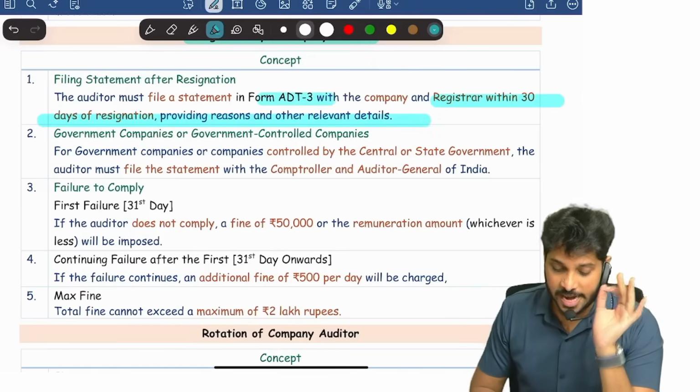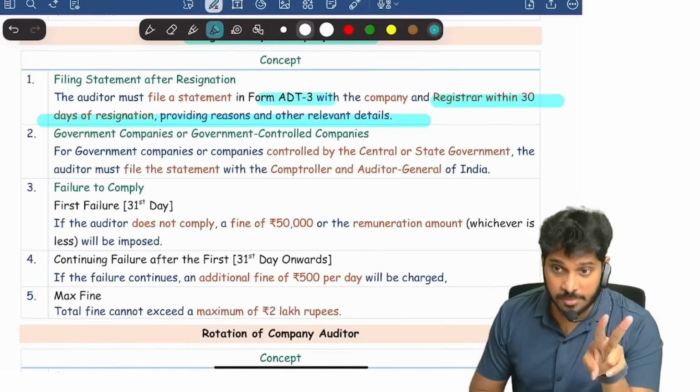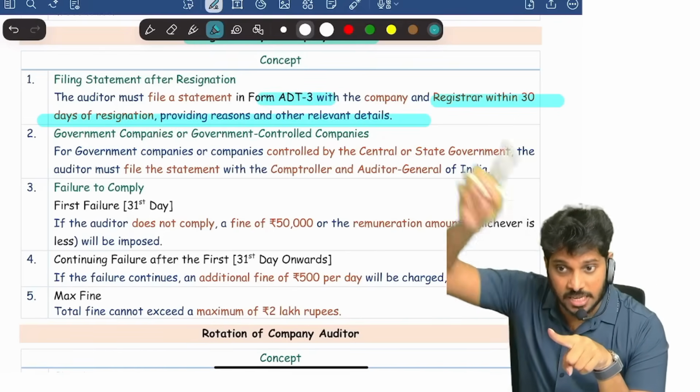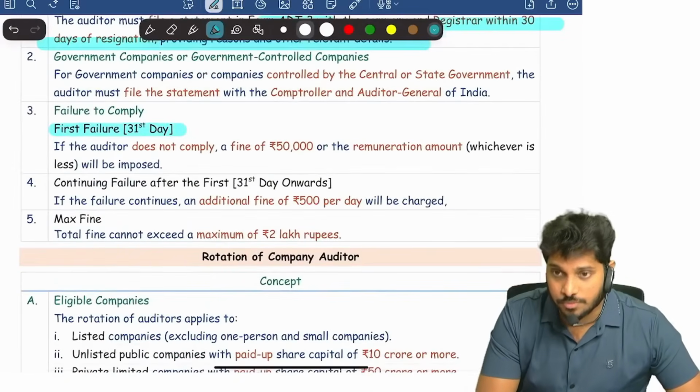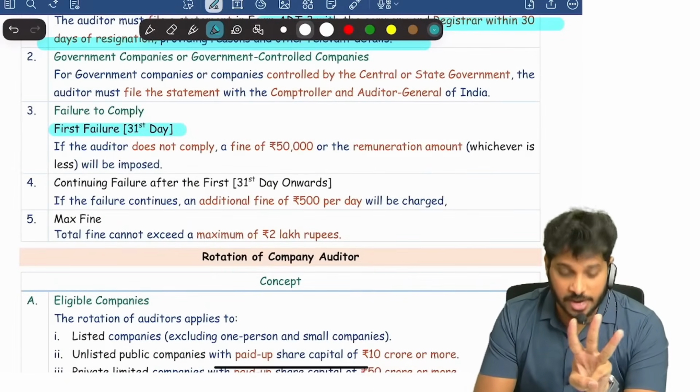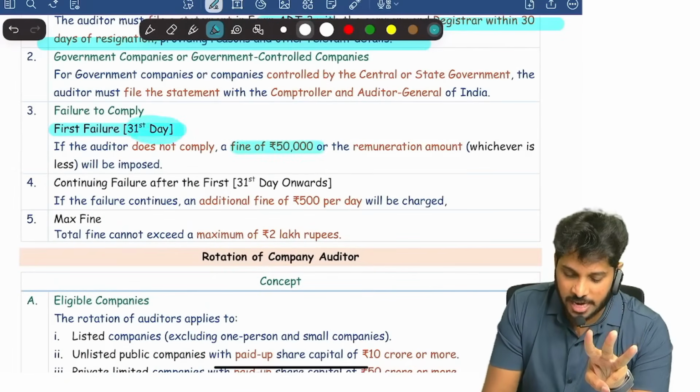What is the form? ADT 3. In case of government companies, you should also file this form with C&AG. You should also inform C&AG. Failure to do so within 30 days: on the 31st day, a flat penalty of 50,000 or the remuneration, whichever is lower.